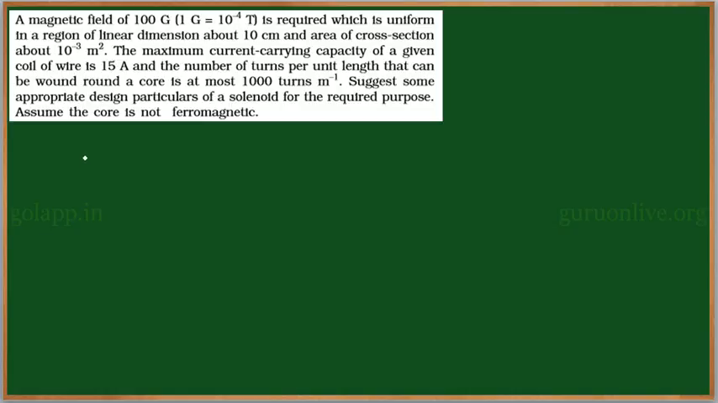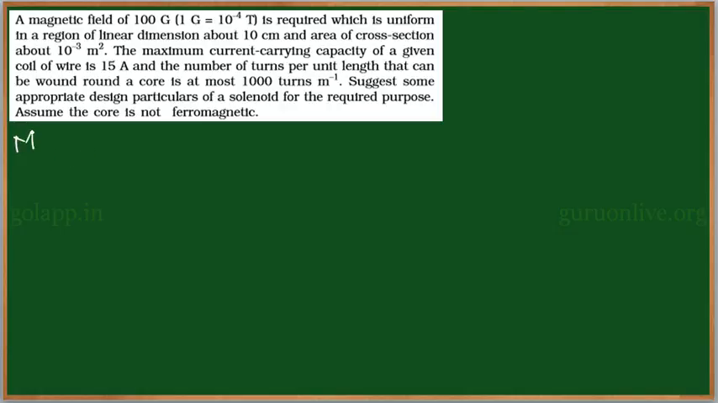See this problem. A magnetic field of 100 Gauss is required, which is uniform in a region of linear dimension about 10 centimeters and area of cross section about 10 to the power of minus 3 meter square. The maximum current carrying capacity of a given coil of wire is 15 amperes and the number of turns per unit length that can be wound round a core is at most 1000 turns per meter. Suggest some appropriate design particulars of a solenoid for the required purpose. Assume the core is not ferromagnetic.